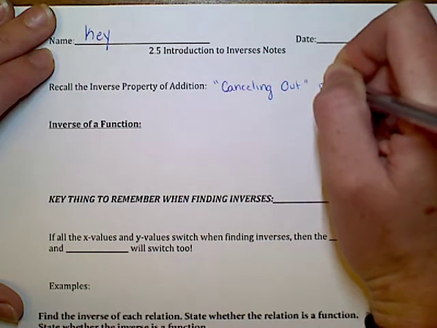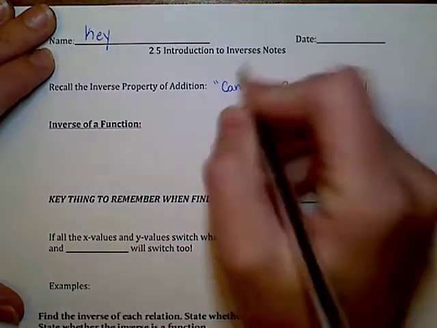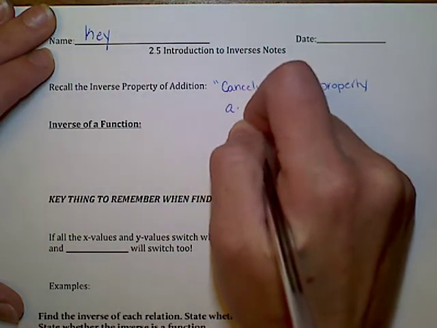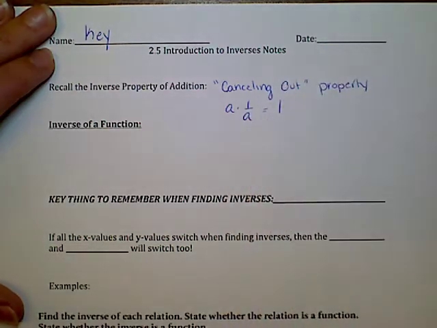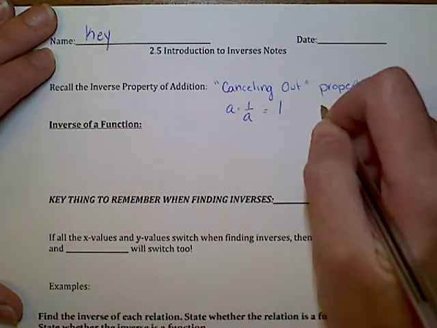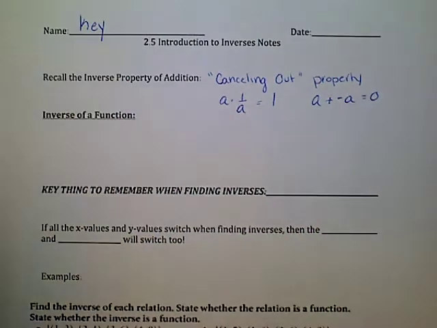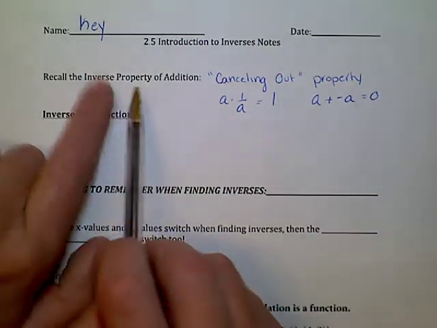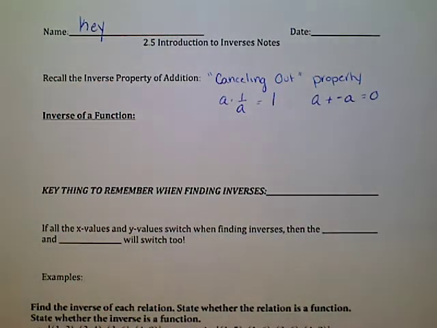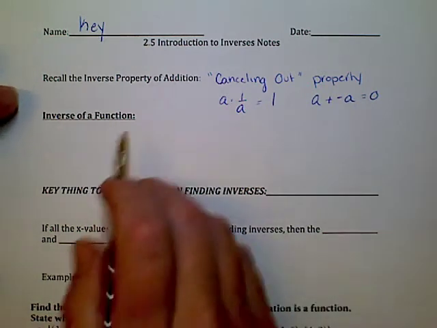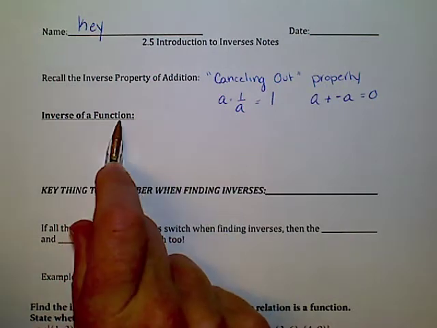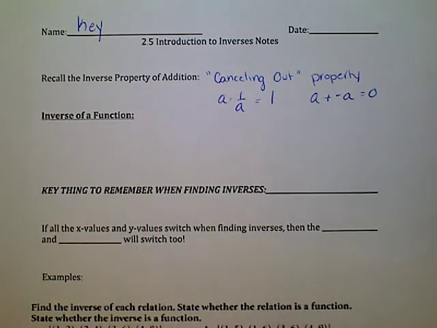Alright. For example, a times 1 over a, they cancel out and they equal 1. Oh, sorry, that's multiplication. Addition would be a plus a negative a equals 0. So, that inverse property of addition or of multiplication just really signals to us how we cancel things out. Well, we can actually have inverses of entire functions or entire relationships.